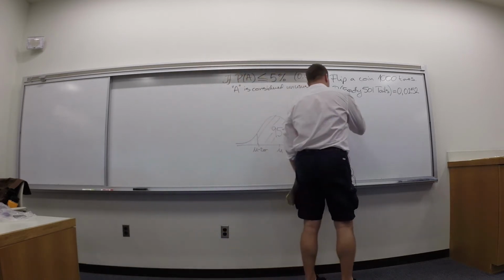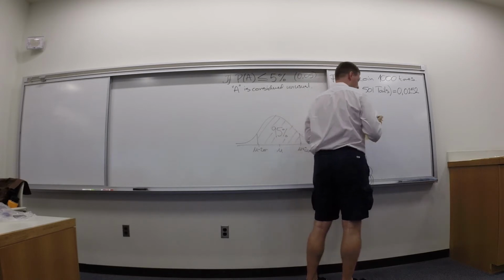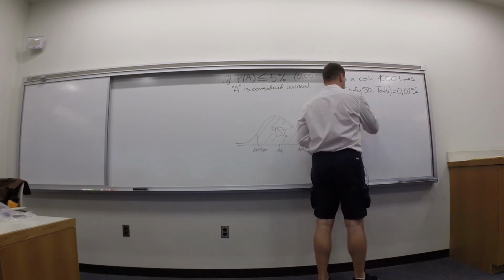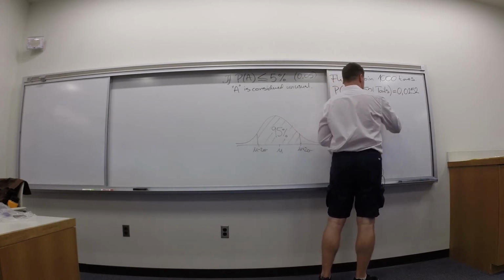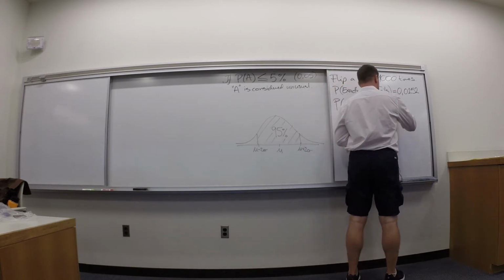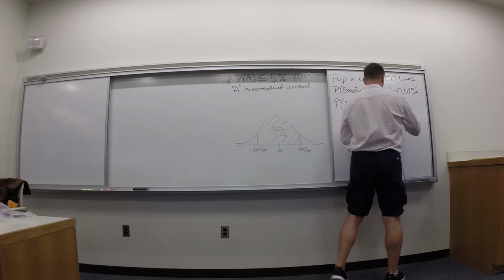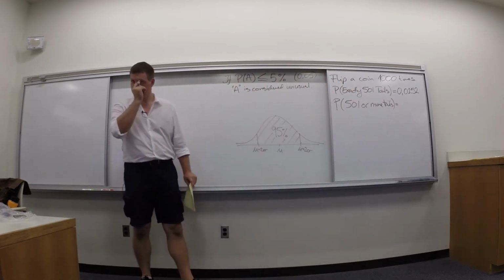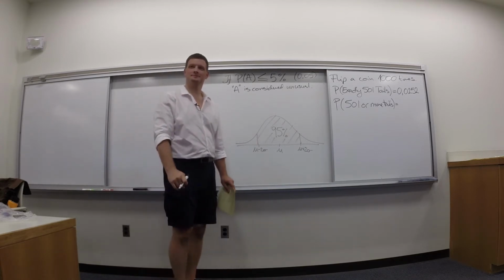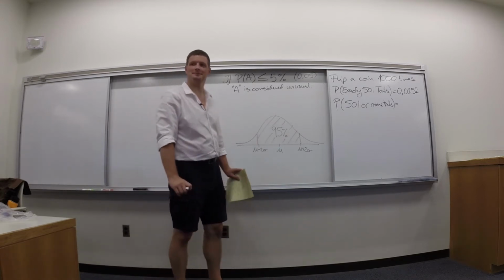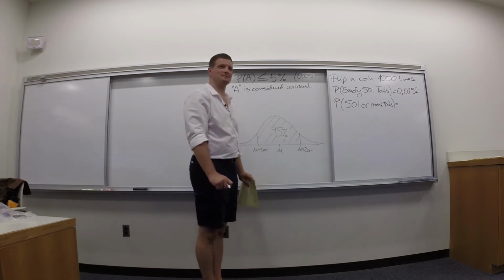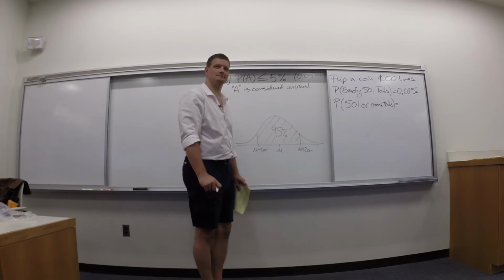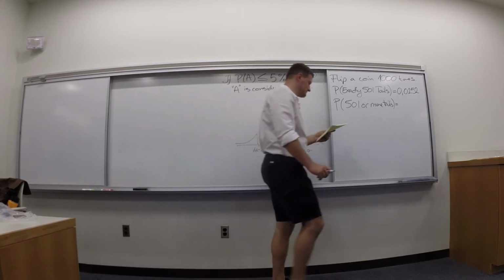Okay, let's look at something different. The probability of 501 or more tails. What's the probability of 501 or more? Is it 50? Or more. Is it 49? Close.